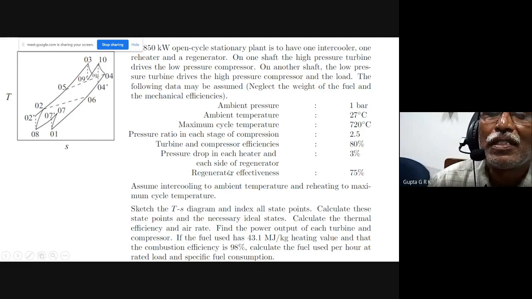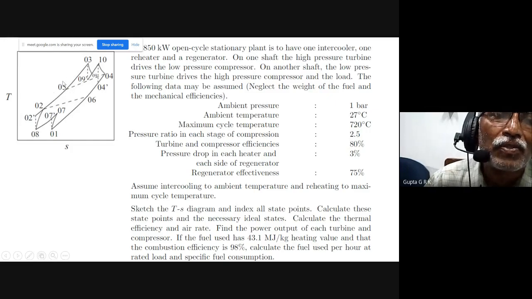Effectiveness of heat exchanger is given. Regenerator effectiveness is equal to actual temperature rise by ideal temperature rise. Actual temperature rise is T05 minus T02. Ideal temperature rise is T04 minus T02. So from that, because I know T04, I can calculate T05. Once I calculate T05, the heat added is T03 minus T05 here, and T10 minus T09 here, total heat addition.